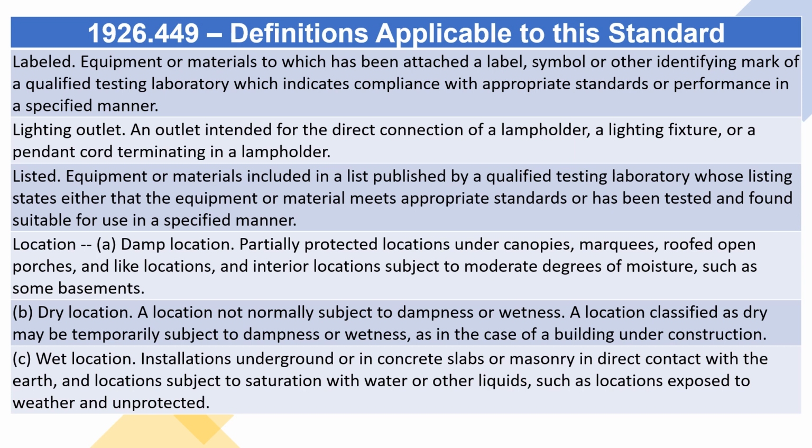Location. A. Damp location. Partially protected locations under canopies, marquees, roofed open porches, and like locations, and interior locations subject to moderate degrees of moisture, such as some basements. B. Dry location. A location not normally subject to dampness or wetness. A location classified as dry may be temporarily subject to dampness or wetness, as in the case of a building under construction.